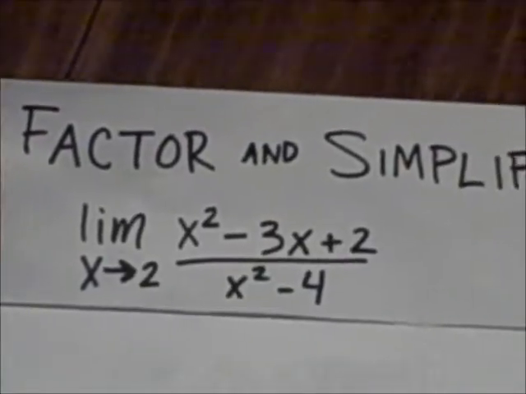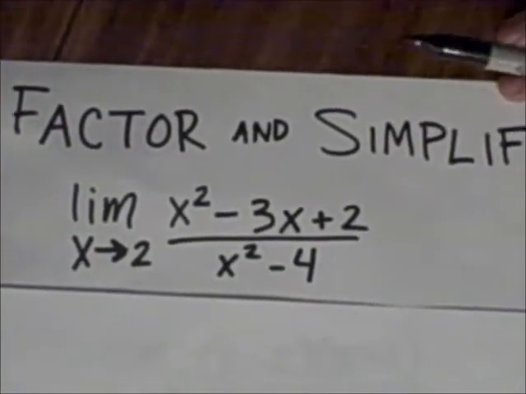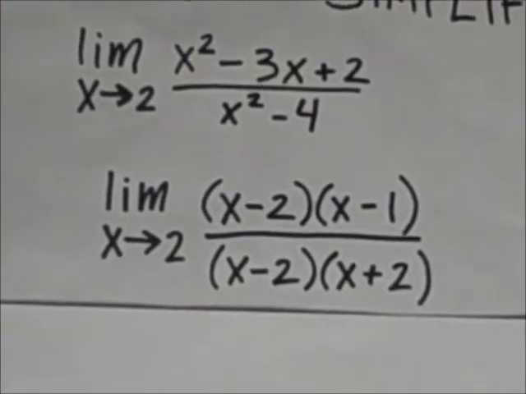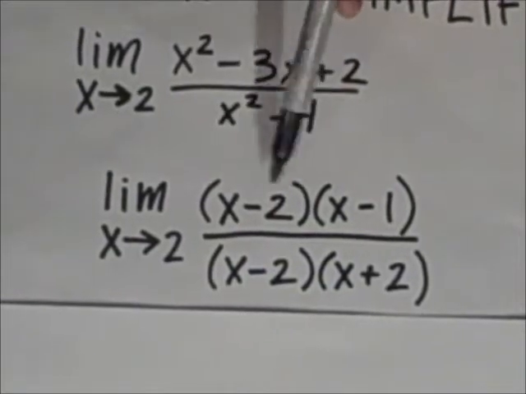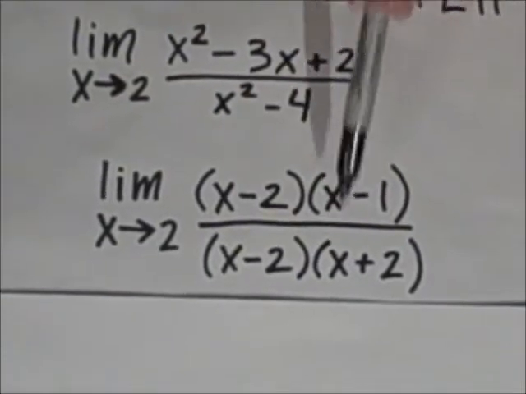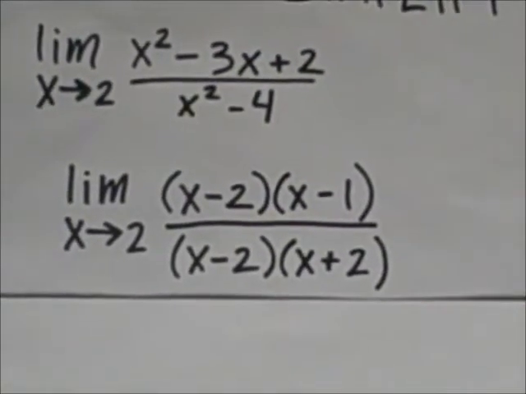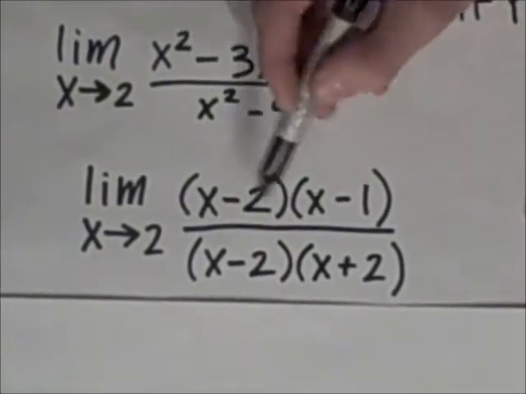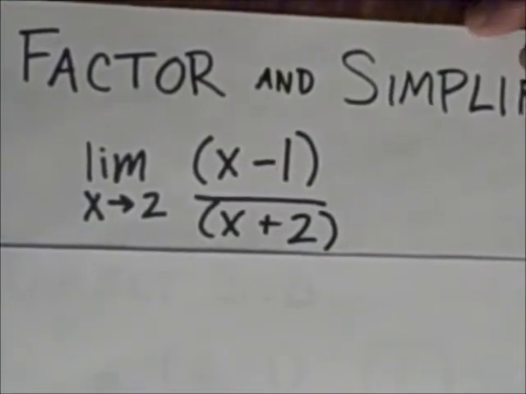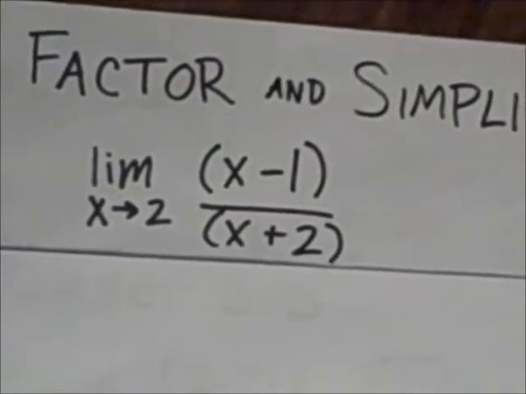So moving on to factoring and simplifying, we have our original problem still right here, and we factor that, and that factors out to, as x approaches 2 for the limit of x minus 2 times x minus 1 over x minus 2 times x plus 2. And this is where simplifying comes into play. These two cancel out, and we are left with that, which is more clearly written here. As x approaches 2 of the limit x minus 1 over x plus 2.